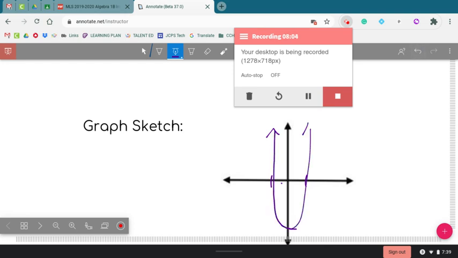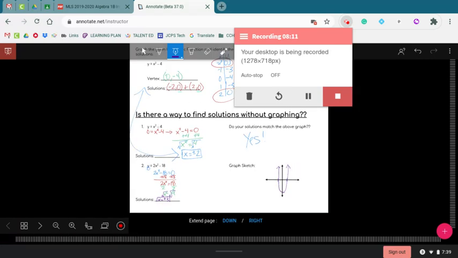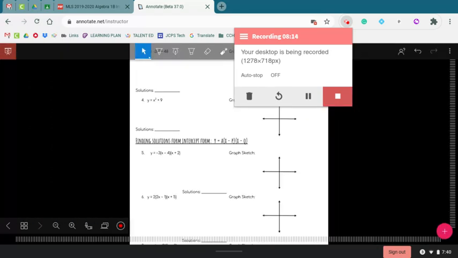Something like that. It's not very accurate, but that's how it would look. So you go all the way down, and then your solutions are 3 and negative 3. Okay, let's go on to the back page. So we're going to keep solving these the same way.